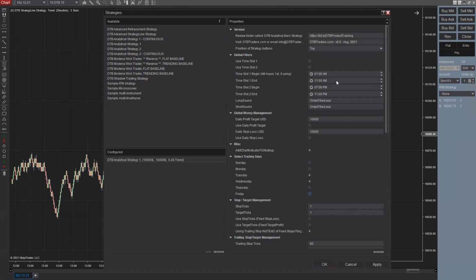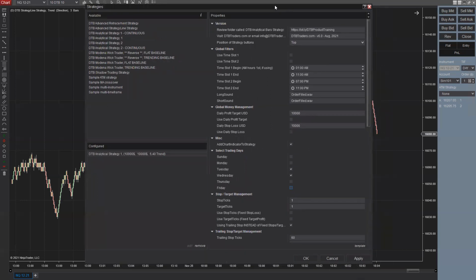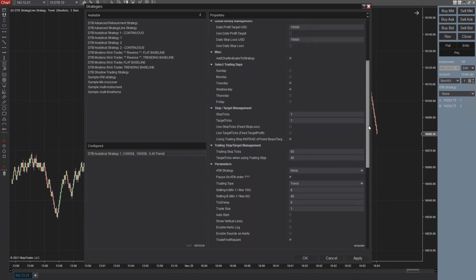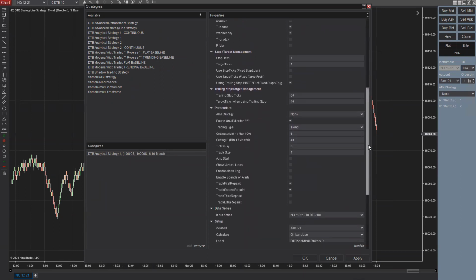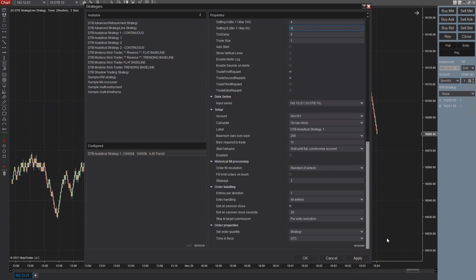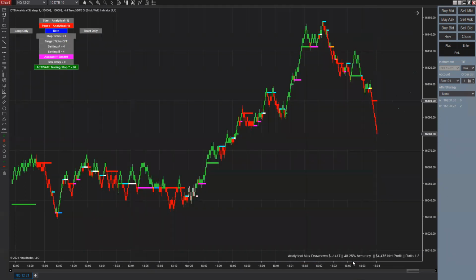And let's use the specific time slots to trade. And let's take off the trailing stop. And let's just make this a 4 and a 4. So setting A 4, setting B 4, just settings that generally work. And apply that. And that gives the results for that period.